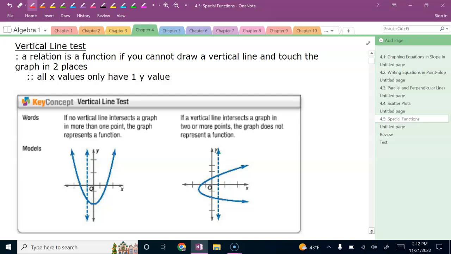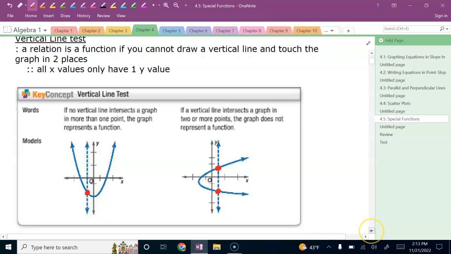So in these two examples down here, this first one, when I drew that dotted line in, it hits the graph right here at one spot. That's the only place that it intersects that graph, so that would be a function. Now the one over here on the right hand side intersects 2 times. So this is not considered a function because it crosses through that graph more than once.